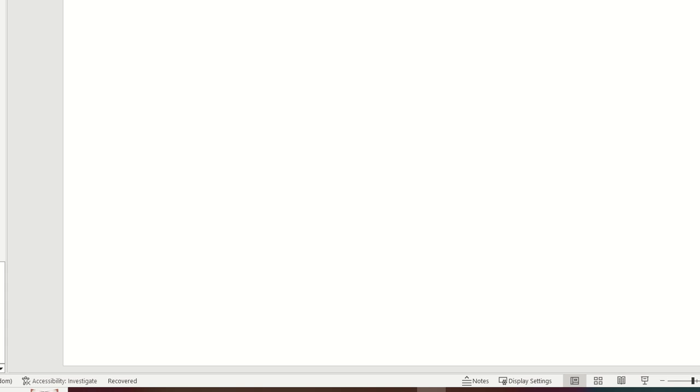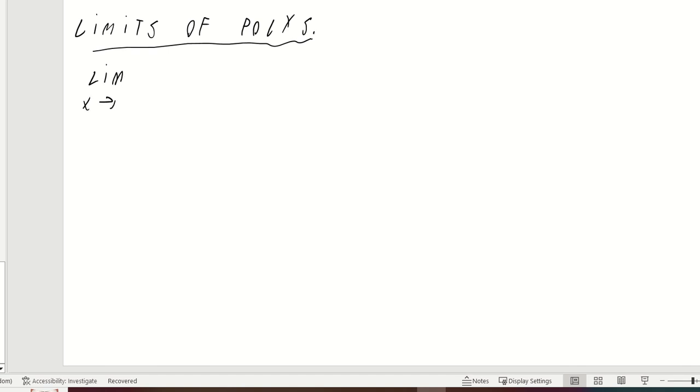So today we're going to look at more limits in relation to polynomials, limits of polys. In particular, we're going to be looking at limits to infinity. So if we have the limit as x approaches infinity of x to the n, this will just be equal to plus infinity. Now this is true for all n equal to the natural numbers: 1, 2, 3, and all the other natural numbers.